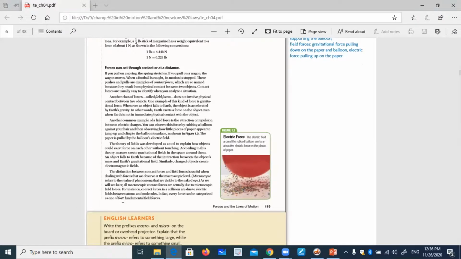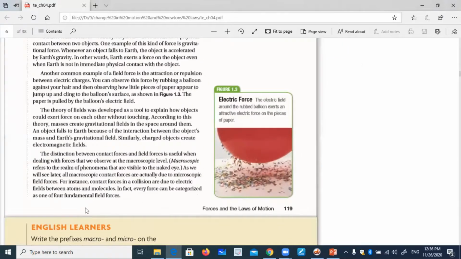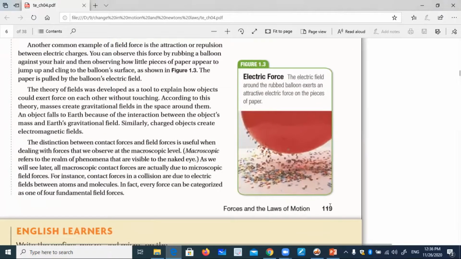You can find these very important notes here in your book, page 119. We have four fundamental field forces: gravity, electromagnetic, atomic force, and weak force. These are the four fundamental field forces. Okay, guys, now any questions?